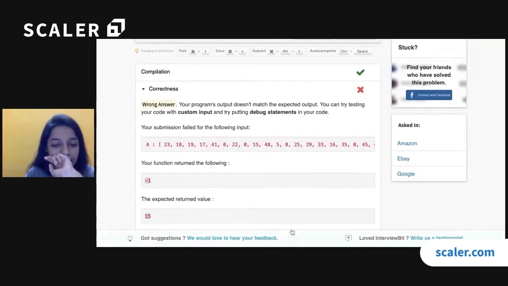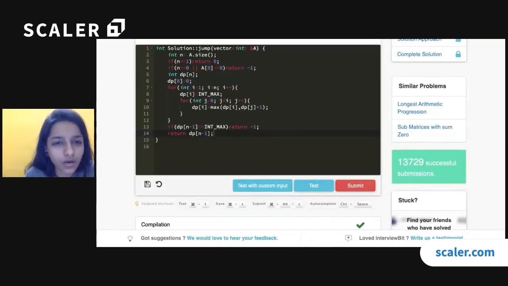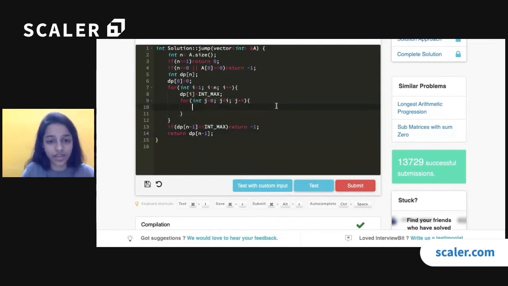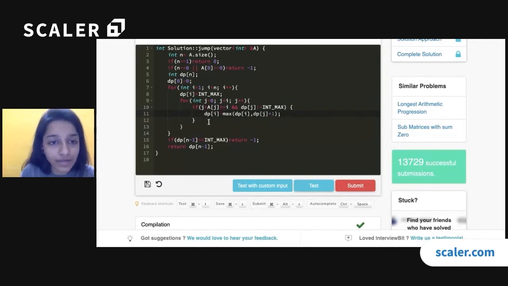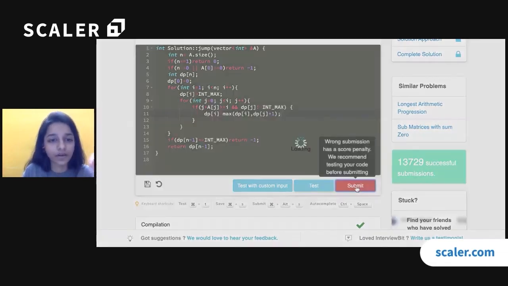Okay, where did it fail? We actually didn't check the condition here. The condition needs to be checked: if j plus a of j is greater than or equal to i, and also we have to check that dp of j is not equal to INT_MAX. Why? Because it's possible that we could not reach dp of j. But if we can, then we will calculate. Now let's see.